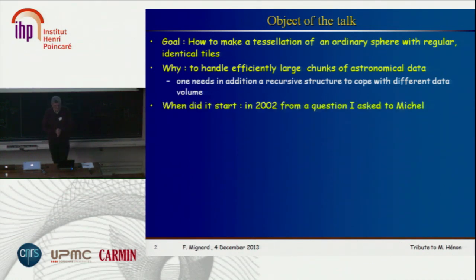So where did it start, actually? In 2002, from a question I asked Michel while I was thinking about Gaia. Gaia is a European astrometry mission, which will be launched this month, essentially dedicated to mapping more than 1 billion objects over the sky. So at that time, I was thinking we would need some nice structure to store and search data on computer. Since I like polyhedra, and this kind of thing was not new for me, that could be a solution.